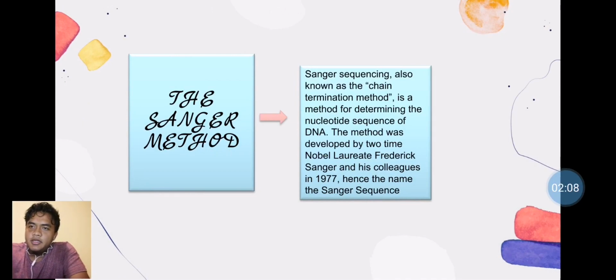So for the method, the Sanger method, also known as the chain termination method, is a method for determining the nucleotide sequence of DNA. The method was developed by two-time Nobel laureate Frederick Sanger and his colleagues in 1977, hence the name the Sanger sequencing.